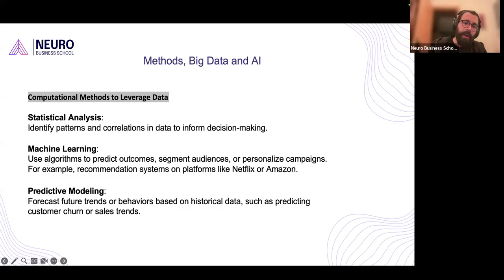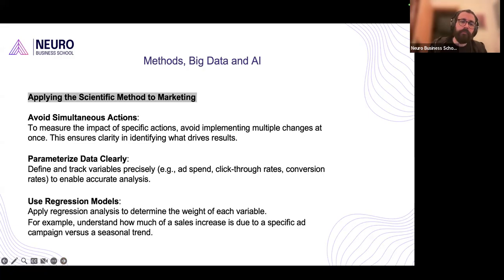Okay. So that's the reason why it's so important to understand big data and use the big data wisely. Okay. Data is not interesting if you are not able to understand those numbers and make these numbers relevant for your project. Okay. Well, applying a scientific method to marketing. This is so important. Avoid simultaneous actions. That is something that happens so many times in companies.